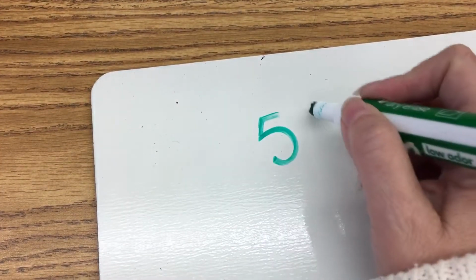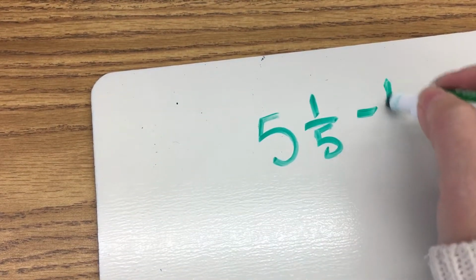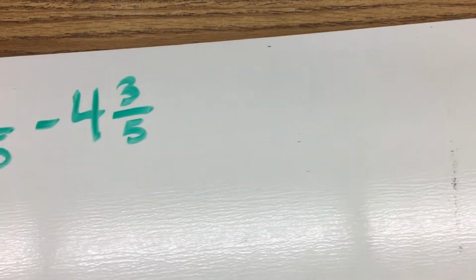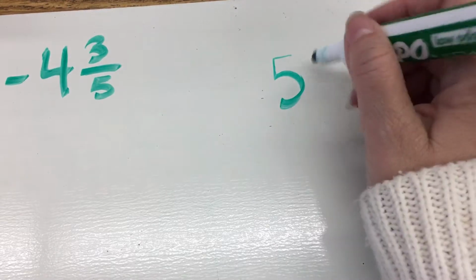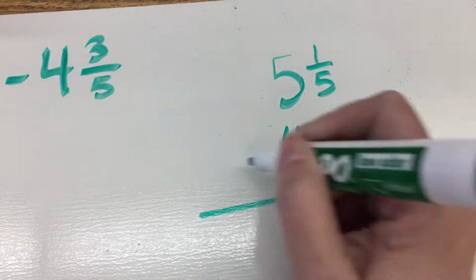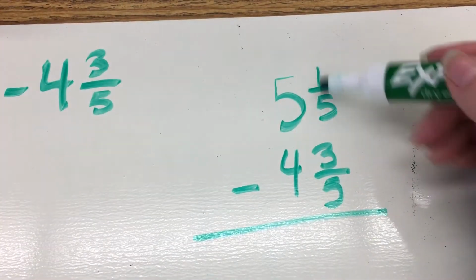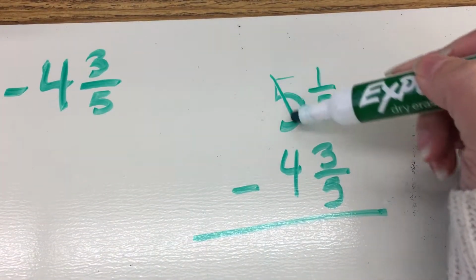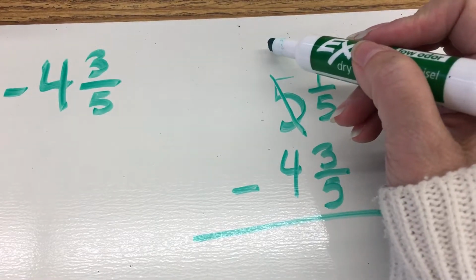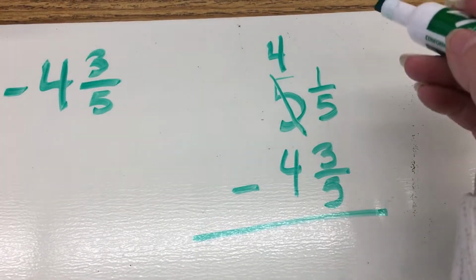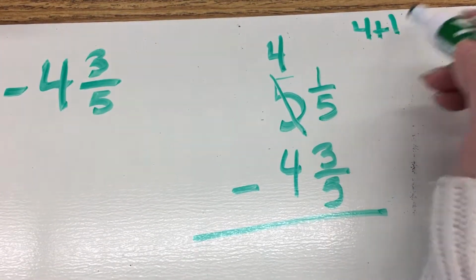So we have 5 1/5 minus 4 3/5. Now we have several ways of solving this as well. So one way that we've been working on is the stacked method. 5 1/5 minus 4 3/5. And we're going to subtract that. Well, I cannot do 1/5 minus 3/5 because if I only have 1, I cannot take 3 away. So I'm going to come over here and I'm going to take 1 whole away from my 5, and that leaves 4 wholes. Well, I can do that because 5 is the same thing as 4 plus 1.